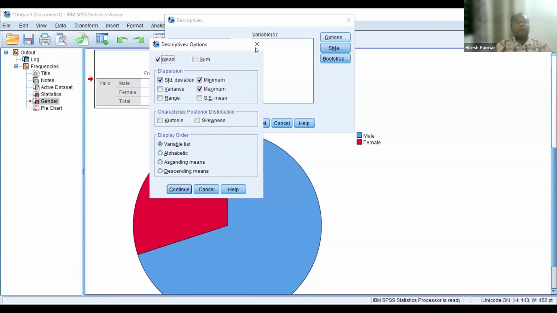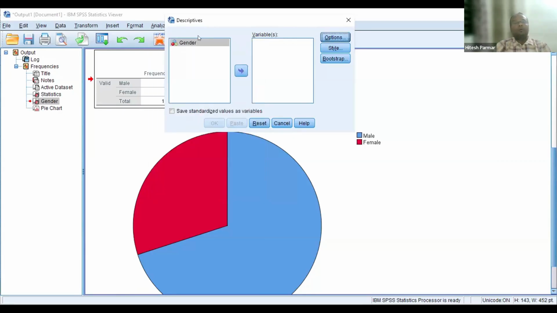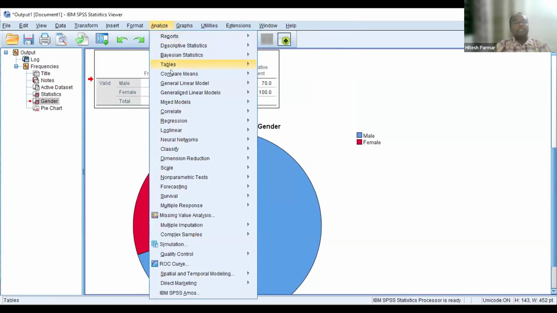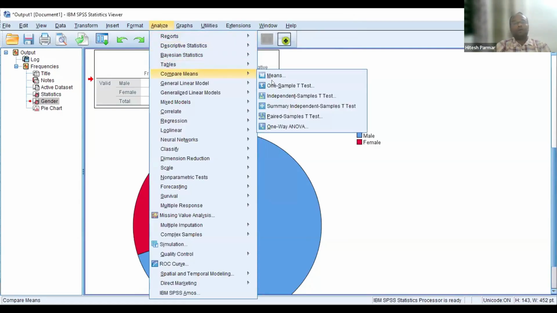So if we can perform the descriptive statistics like this, we can also use the compare means option. You can have the parametric tests like independent sample t-test, paired sample t-test, and one sample t-test. These are the three types of t-test we can perform from here. And also we can perform the one-way ANOVA.